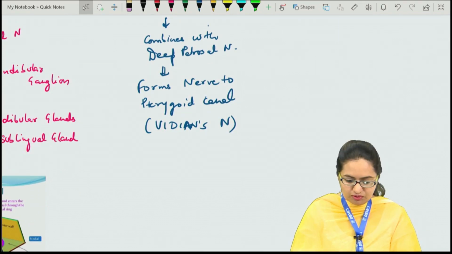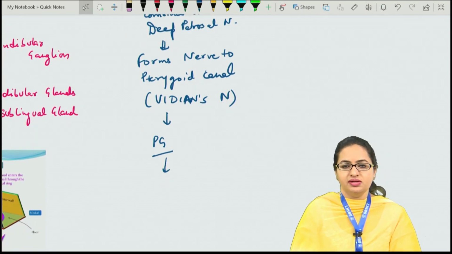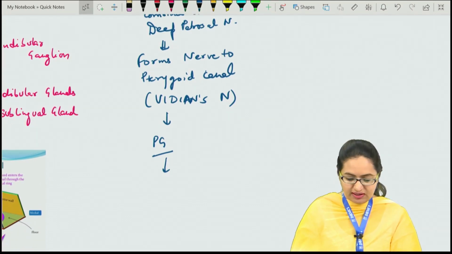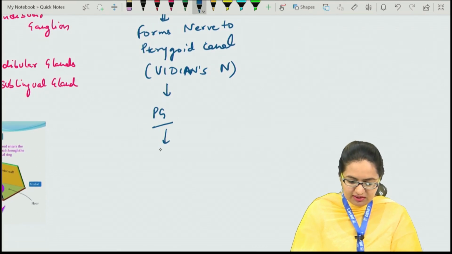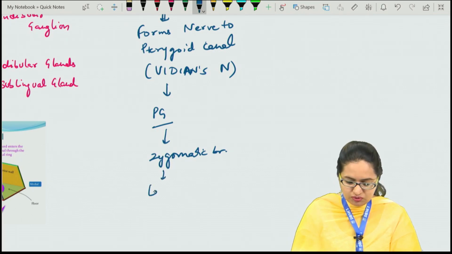Now this nerve goes towards the pterygopalatine ganglion, and from here further branches are given which will be supplying the nasal glands and the pharyngeal as well as palatine glands. Apart from that, a branch passes through the zygomatic branch of the maxillary nerve, and from here it passes through the zygomaticotemporal, then finally to the lacrimal nerve, and this will be supplying the lacrimal gland.